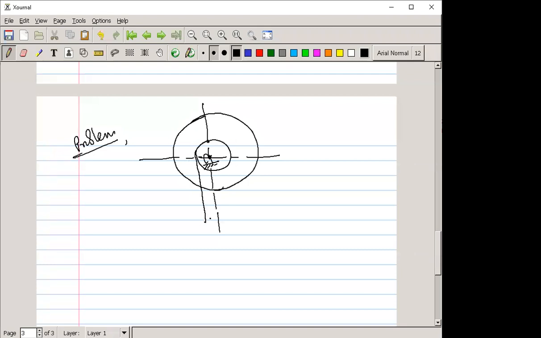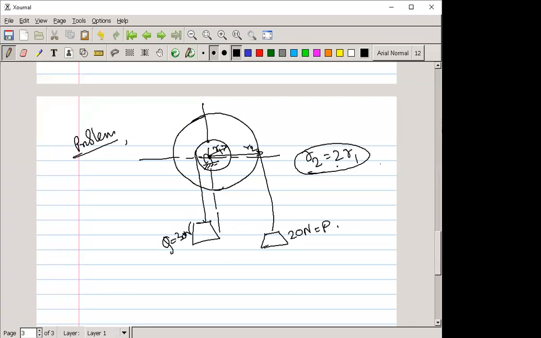So if a weight, for example Q, is equal to 30 Newton, and suppose on another pulley another load is connected, and consider that one as 20 Newton. So this is R1, this is R2. Consider R2 is equal to 2R1. This is another condition they have given.